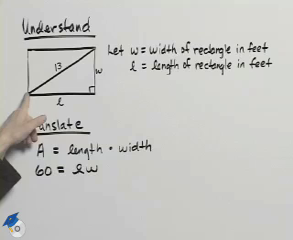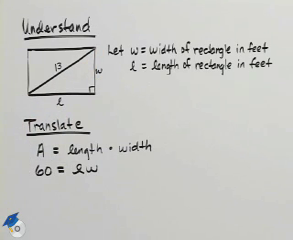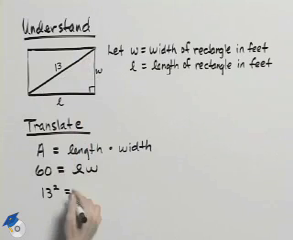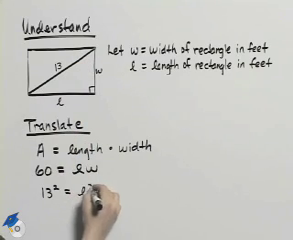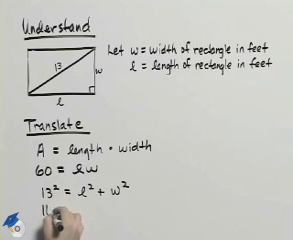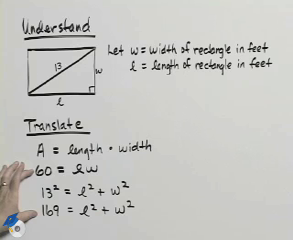We can use the fact that we have a right triangle. Remember, in a right triangle the sum of the squares of the legs is equal to the square of the hypotenuse. So we can write 13 squared, that's our hypotenuse value, is equal to L squared plus W squared. Simplifying this gives us 169 equals L squared plus W squared. So these two equations will allow us to solve for the length and the width of the rectangle.